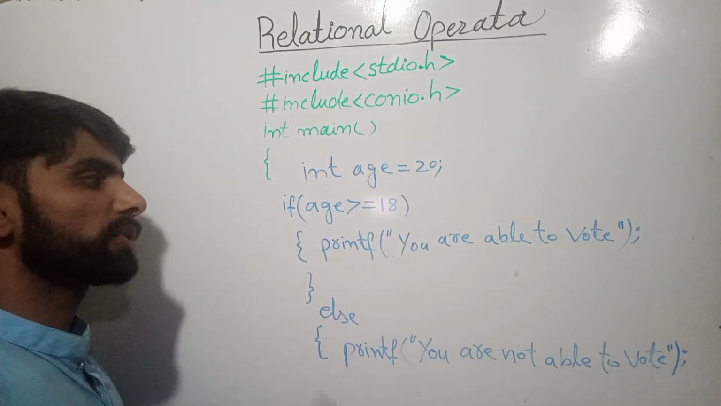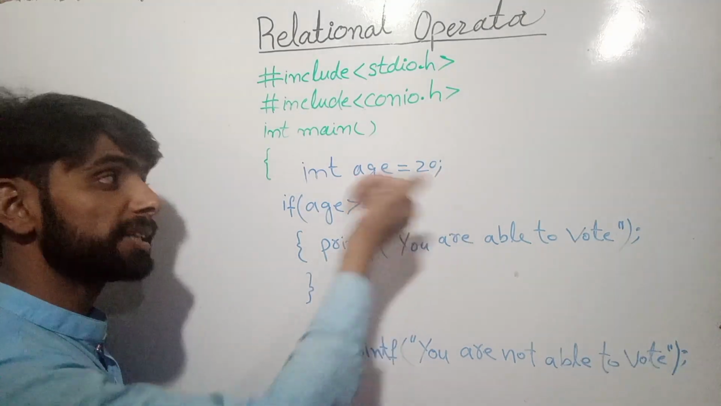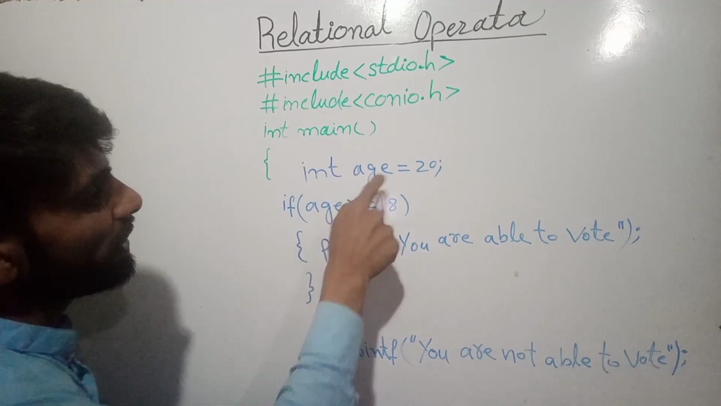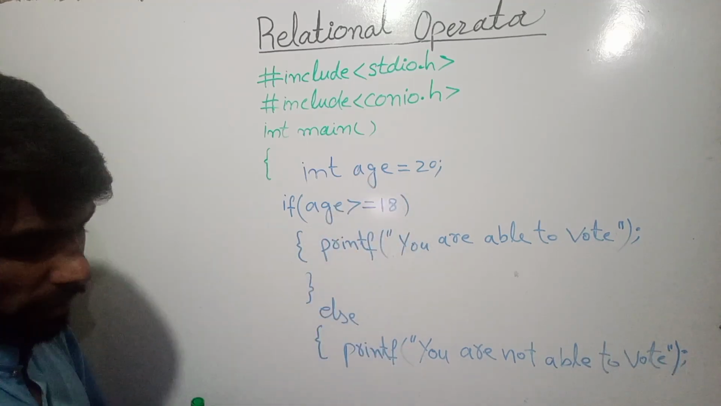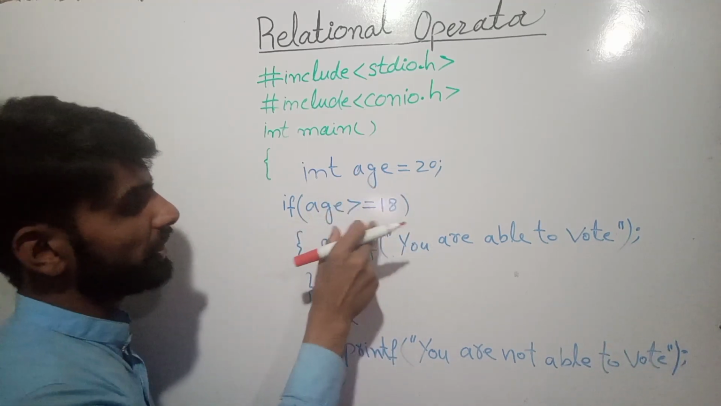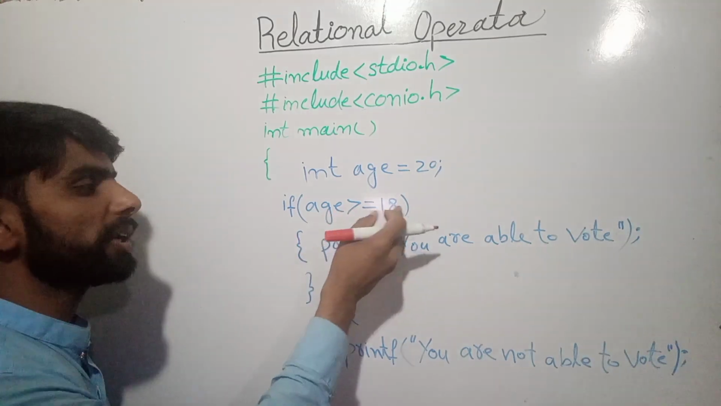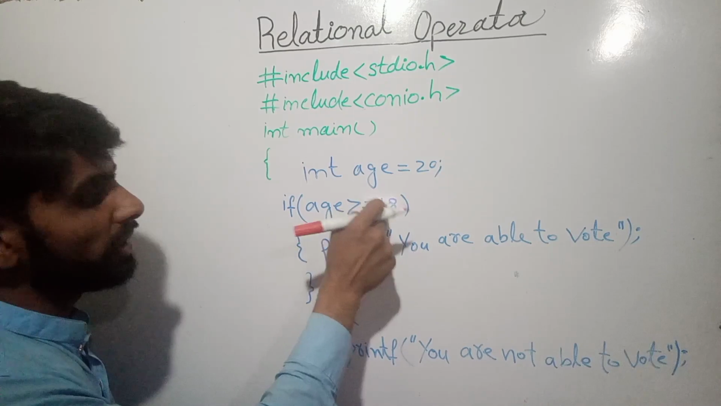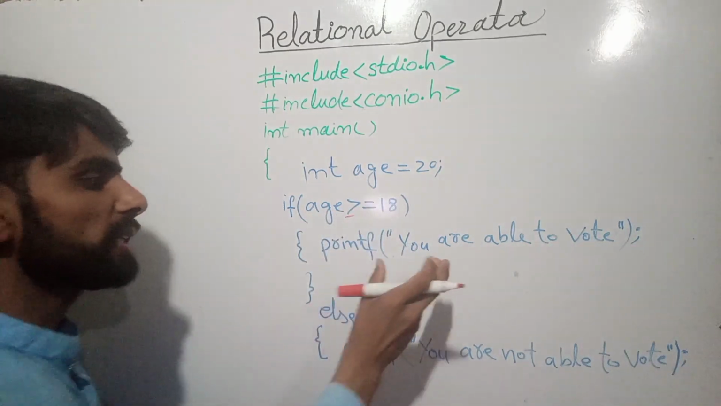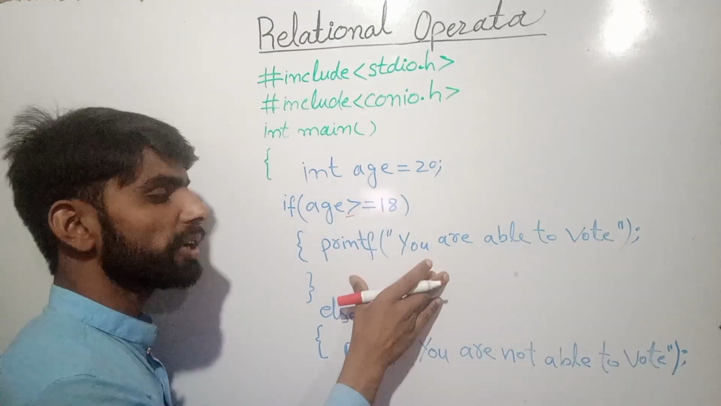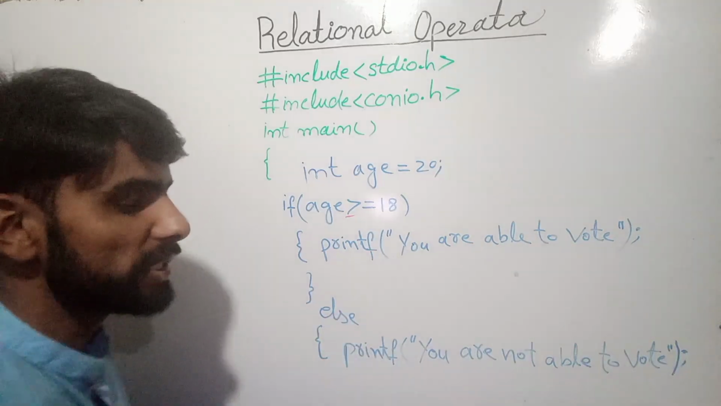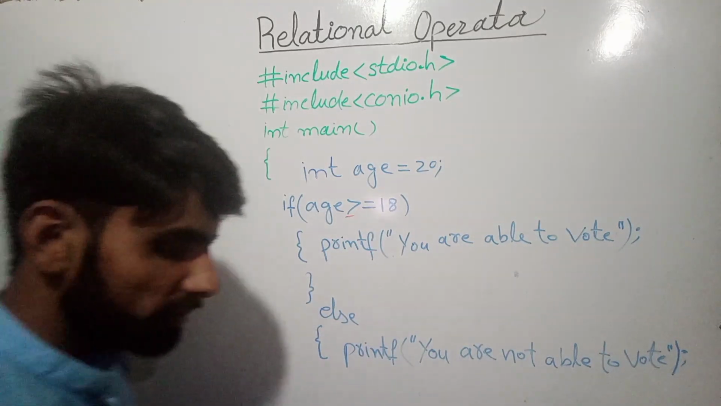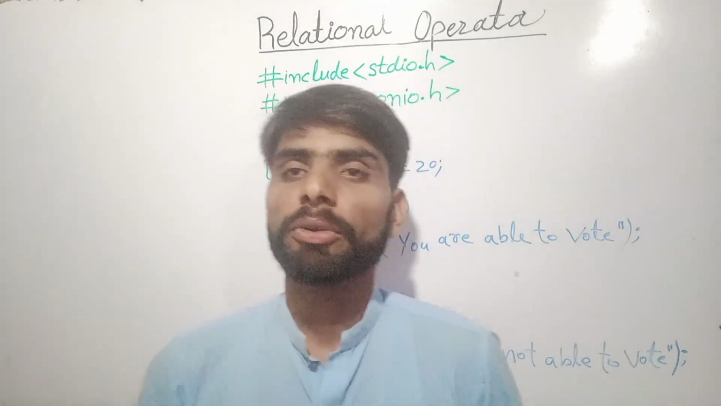Here I have initialized the age as 20, not taken from the user. In the starting I have initialized the age as 20. So now the age value is 20, greater than or equal to 18. In this case 20 is greater than 18, so this statement will be executed and this message will be printed on the screen, and the else statement will be skipped. So this is a simple program of a condition.